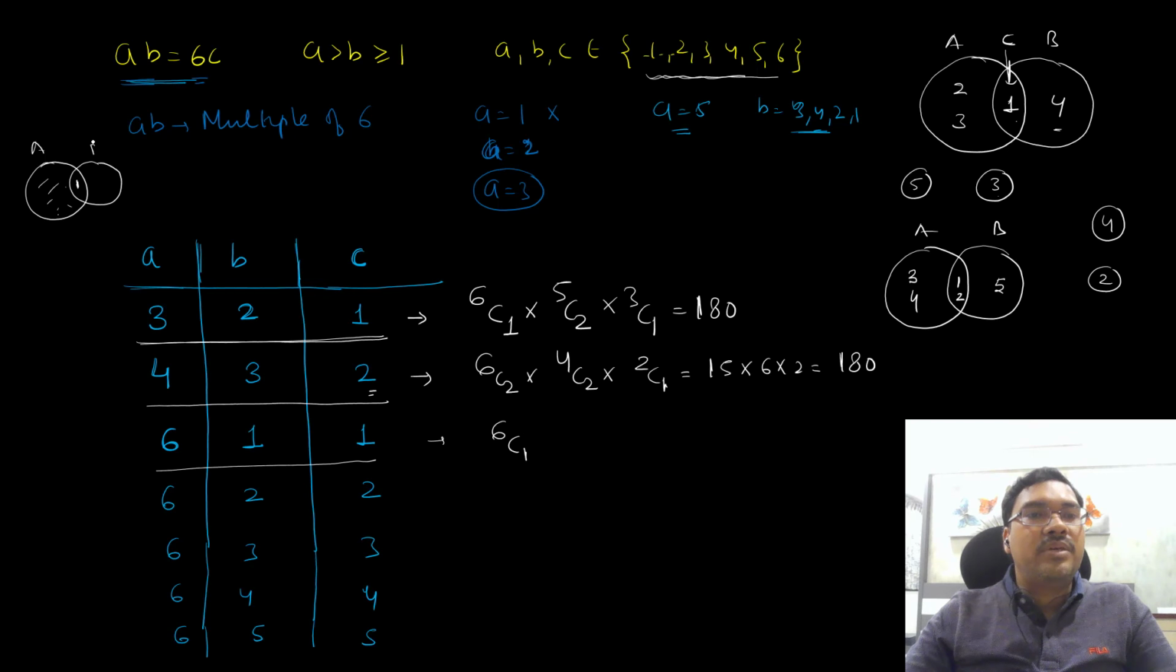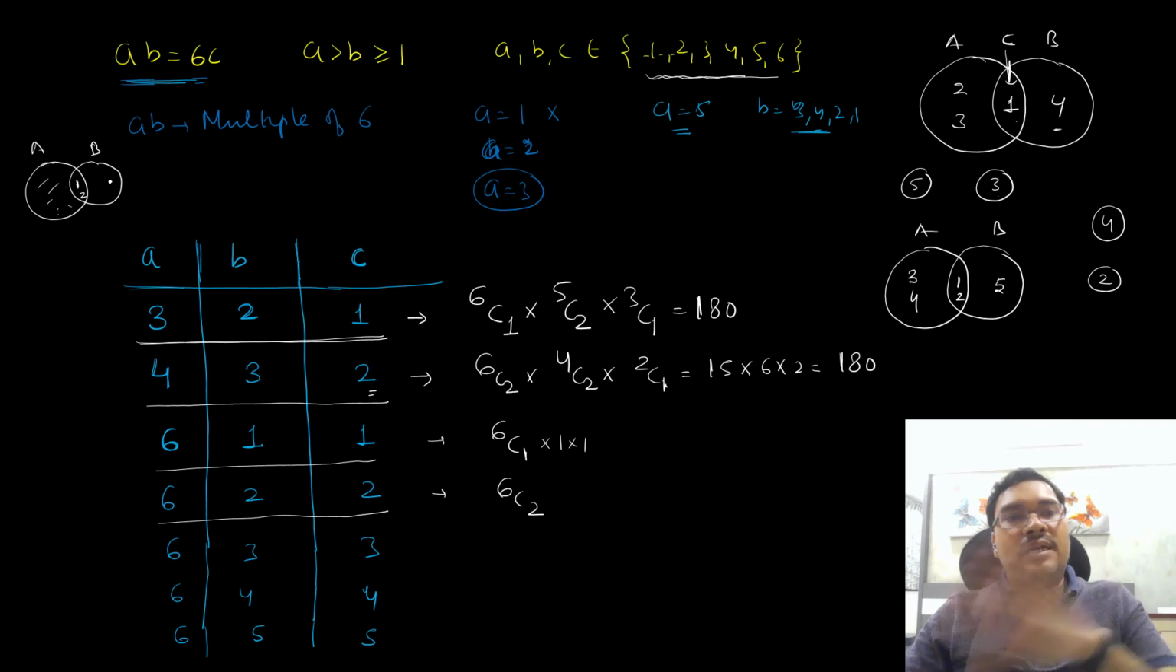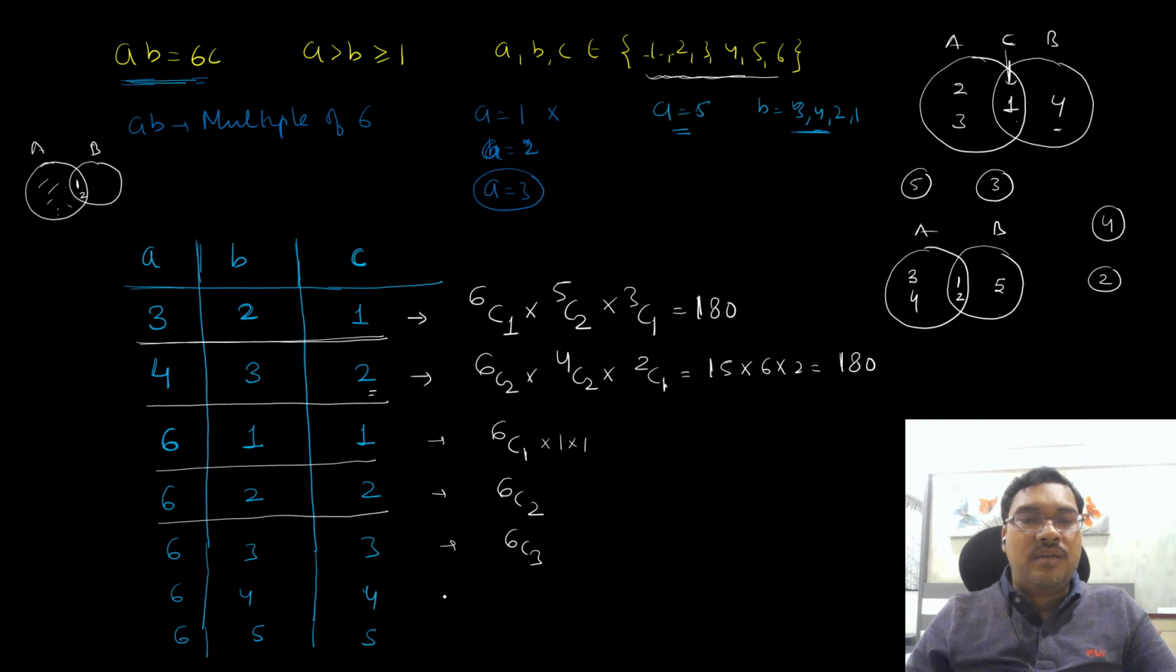Now automatically this section is also filled in set B, because the element which is there will be there only. Similarly, in the 6C2 case, you just select 2 elements out of 6 elements. There will be 2 elements common, and these 2 will also be part of set B. So no need to select anything for B. Similarly, this is 6C3, this is 6C4, and this is 6C5. So these are the total number of ways.